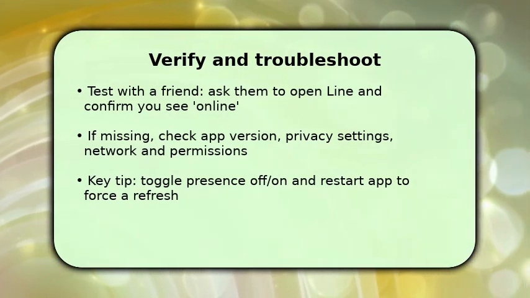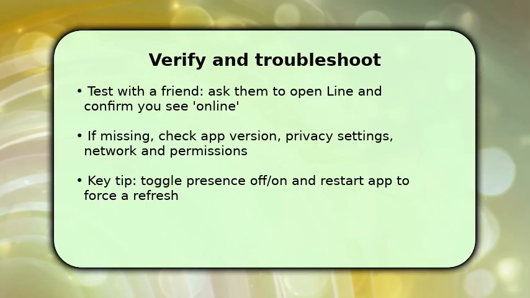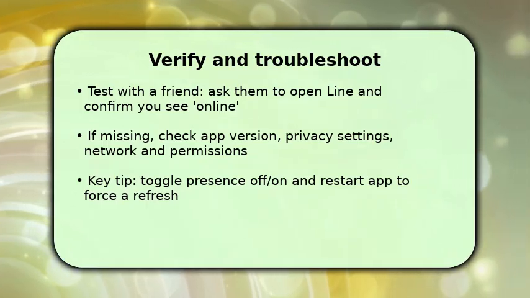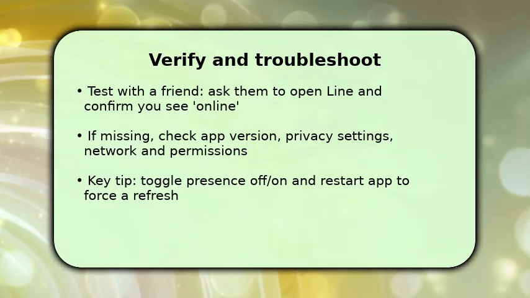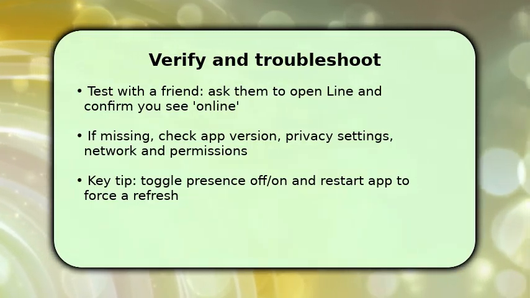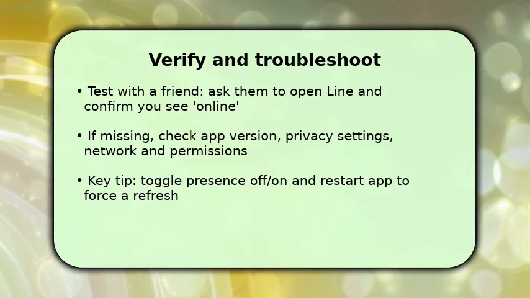Ask a contact to open Line while you watch their chat header for the online indicator. If you don't see it, make sure both devices run the latest Line version and that privacy settings permit showing presence. Also confirm stable internet and granted permissions.